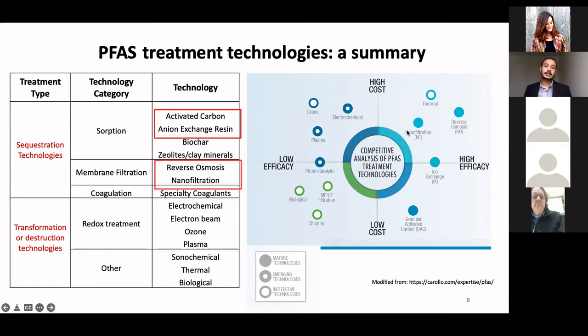Out of all these technologies, the mature technologies, which have been demonstrated in the field for their effectiveness for PFAS treatment, include activated carbon filtration, ion exchange resin treatment, reverse osmosis, and nanofiltration. The majority of today's presentation is going to focus on studies that looked at full-scale evaluations of these different technologies for PFAS treatment.